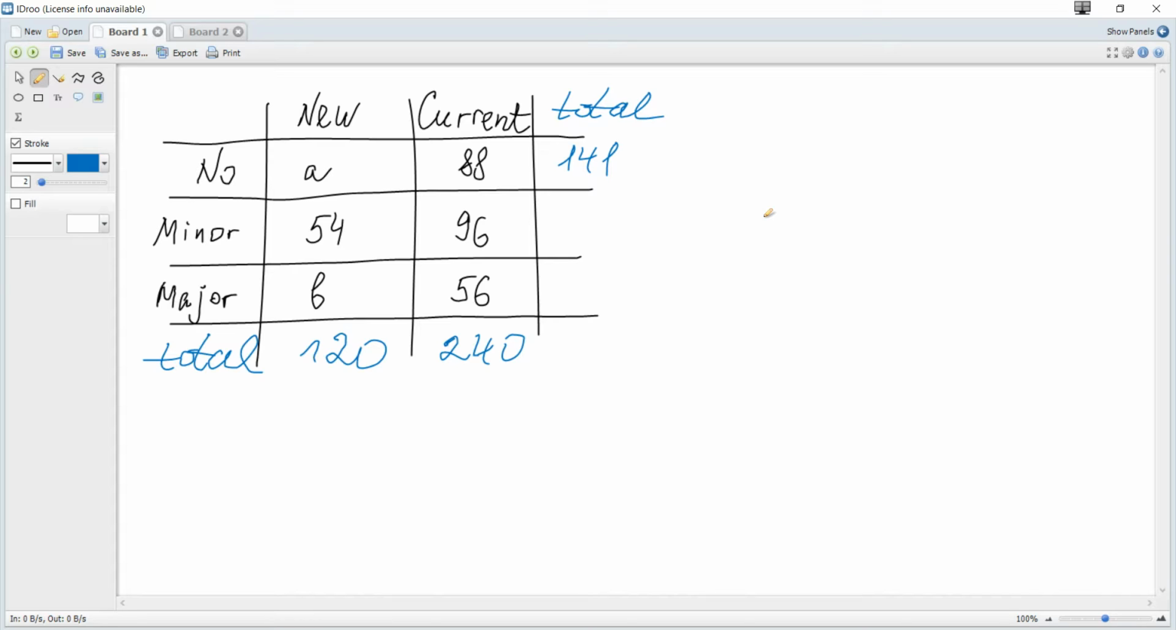Question A: show that the value of A is 53, 1 mark, and then find the value of B, also 1 mark. So it's quite clear that A can be found as 141 minus 88, and it's 53. And then B can be found as 120 minus 53 minus 54, and it's 13.